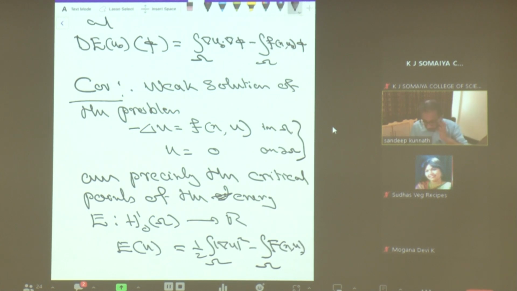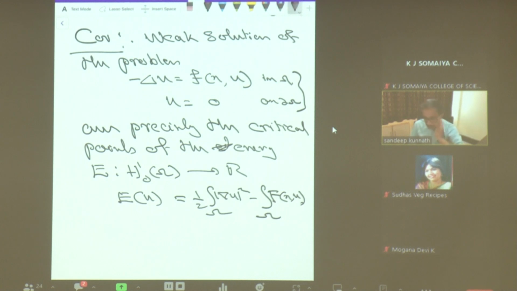Okay. So the weak solutions are going to be the critical points of this energy, but this time the energy is defined in the Sobolev space. The earlier theorem was that classical solutions are precisely the critical points of E, which was defined on a space X, which was a subset of the subspace of the space C2. Now it is defined on a Sobolev space.